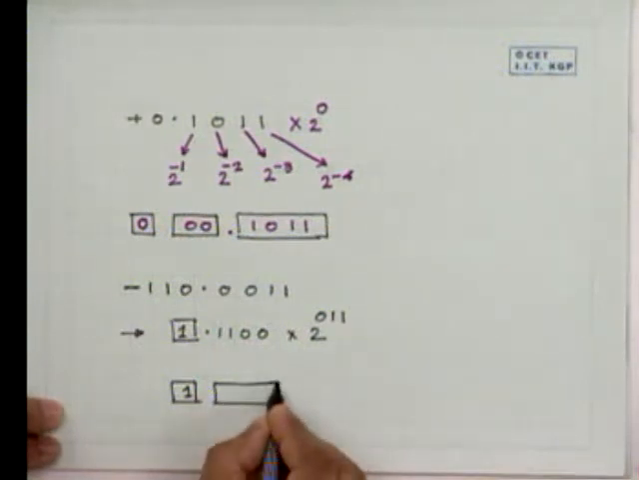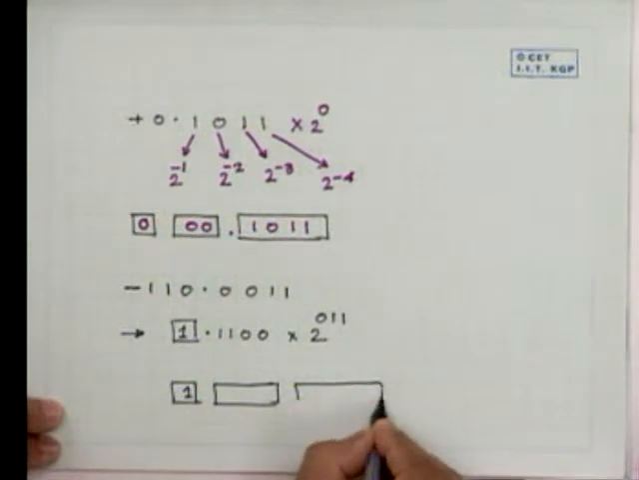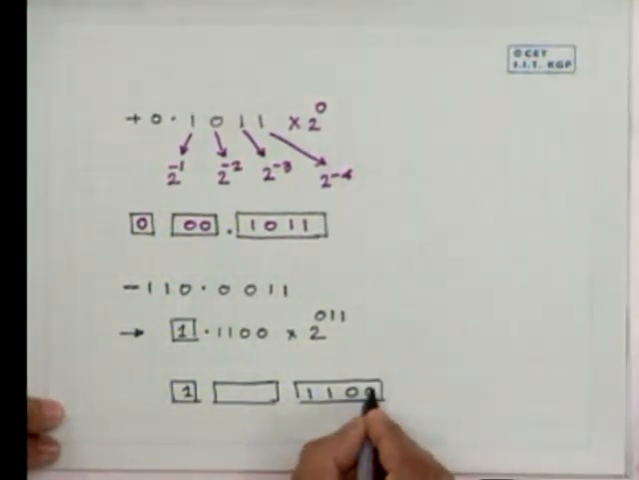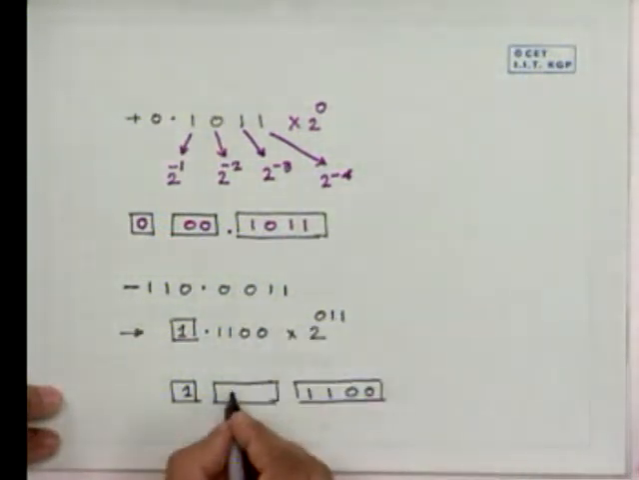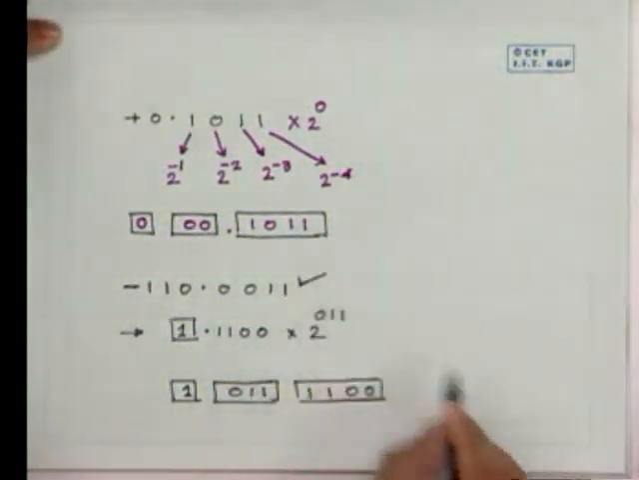The mantissa is 1100 and the exponent is 011. That is our floating point representation of this number.